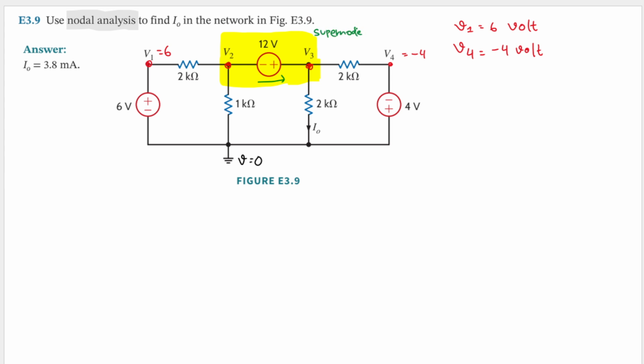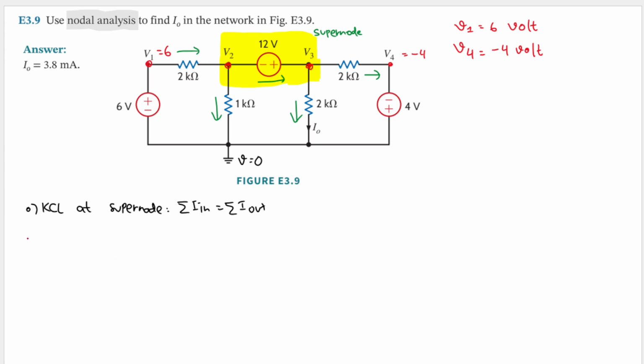So we treat this as a single node for KCL. Let's assume the current directions in the rest of the branches: this going to the right, this going down, this going down, and this going to the right. Now let's do KCL at the super node. KCL says that the sum of the currents going in equals the sum of the currents going out. The only current going in is this one here.